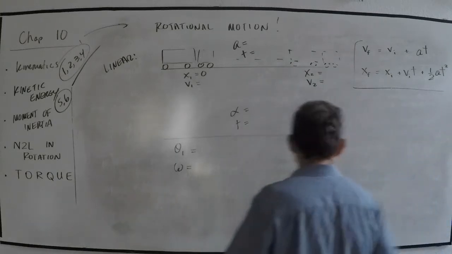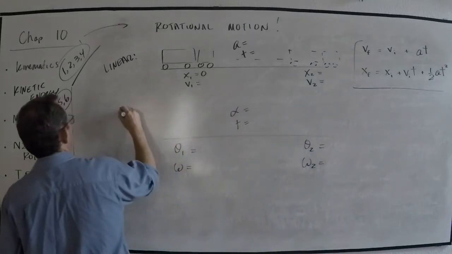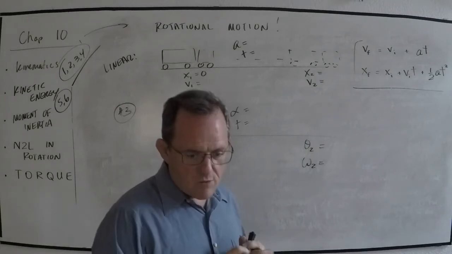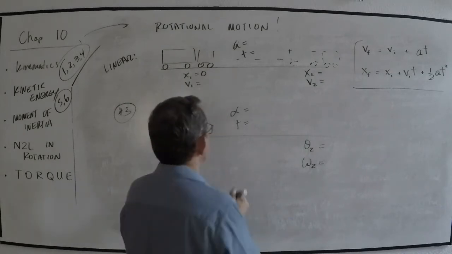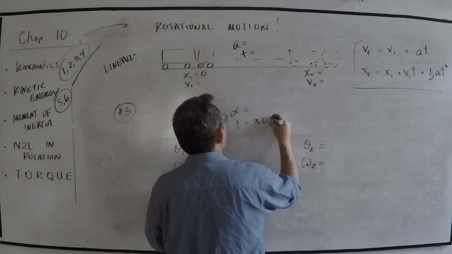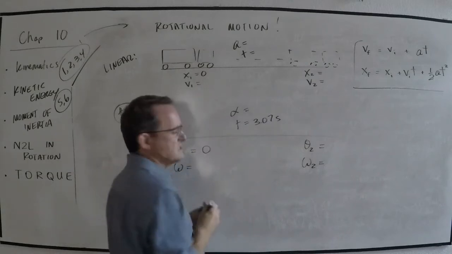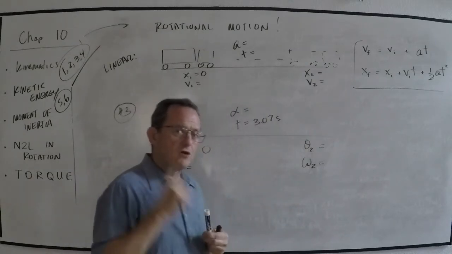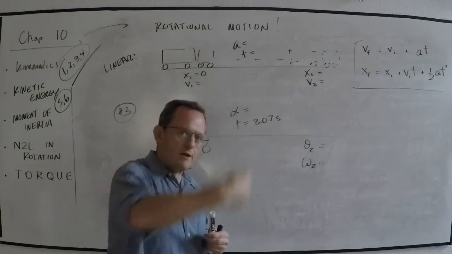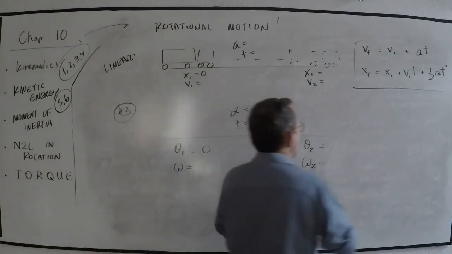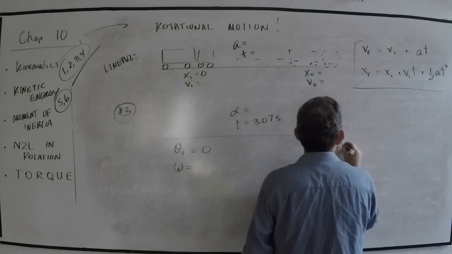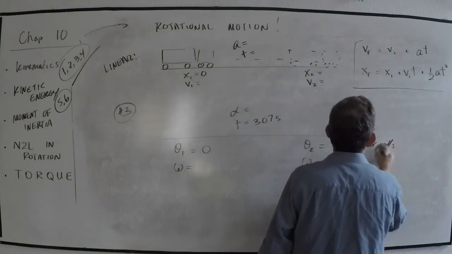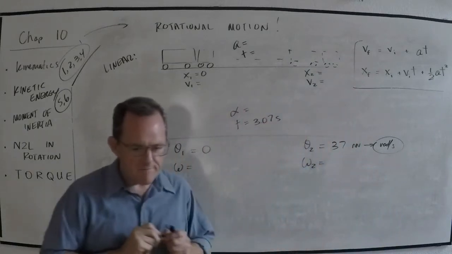Like that. This is going to be number 3. A rotating wheel requires 3.07 seconds. Here we go, 3.07 seconds. We've got a 0 for the starting position, to rotate through 37 revolutions. It's going through 37 revolutions. That is the distance, so we have 37 revolutions. Of course, you need to convert that to radians.